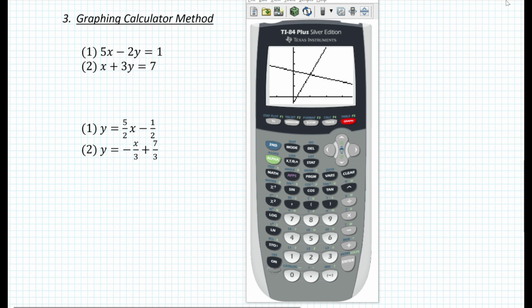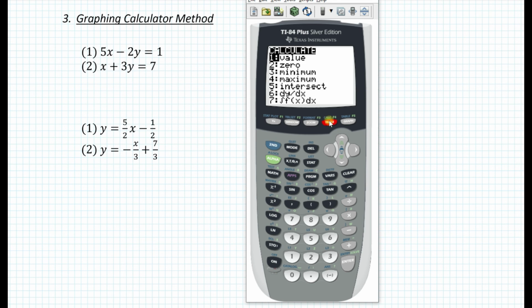So the way to do this is go to second trace. You should see a function here above that says calc. So you hit that second trace, and then you go down where it says intersect. That's number 5, okay? So you press enter. Now it's asking you which one is the first curve, and you can actually pick which curve you want to be the first one. Okay, so let's say I pick this curve to be the first one. Press enter.